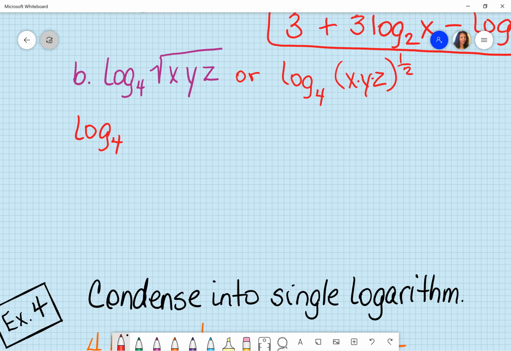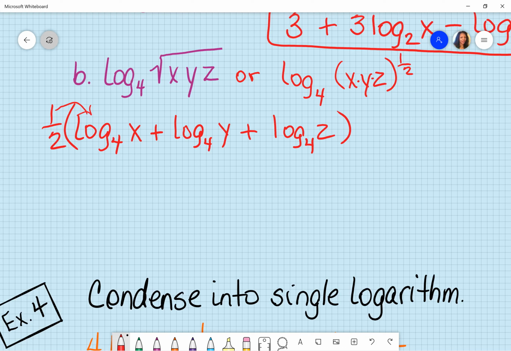Again, you can write it multiple ways. So one way is 1/2 times log base 4 of each one of the values that you see. So I have x, and then since it's multiplying, I have to change this to a plus sign, log base 4 of y plus another log base 4 of z. And again, you see it's in parentheses, that's telling me this 1/2 is going to be distributed to every last one of those logs. That's one way.